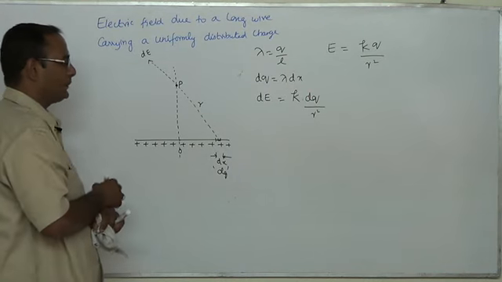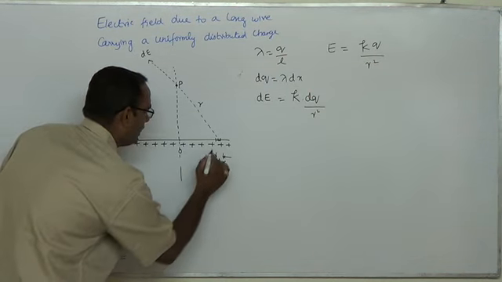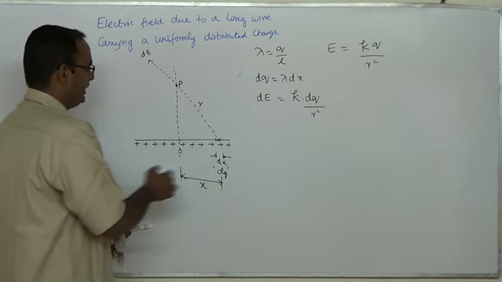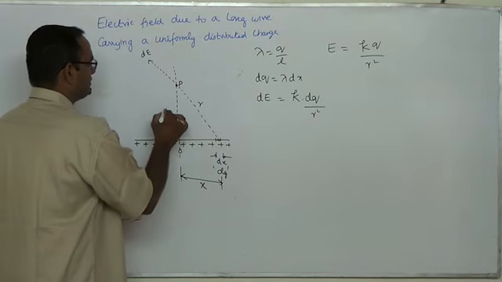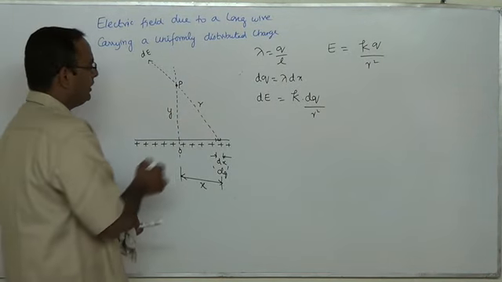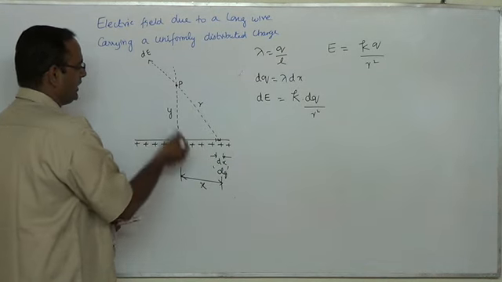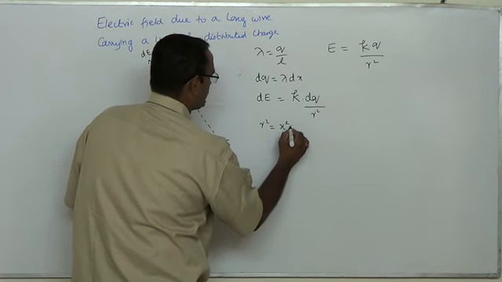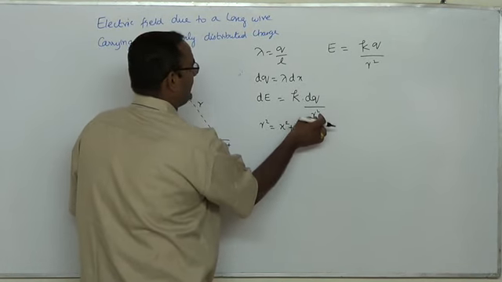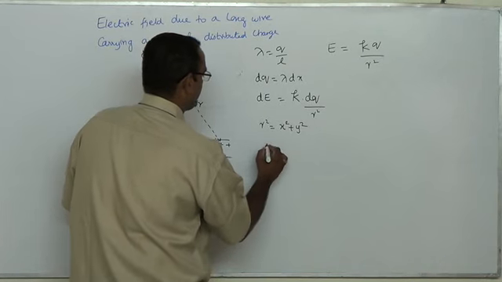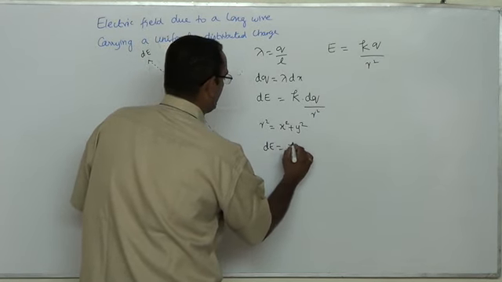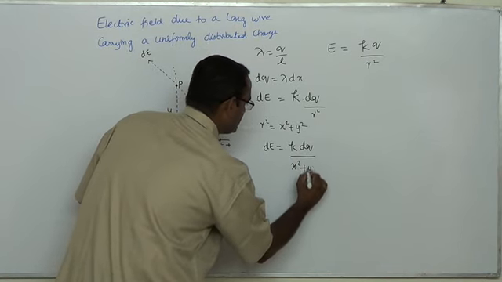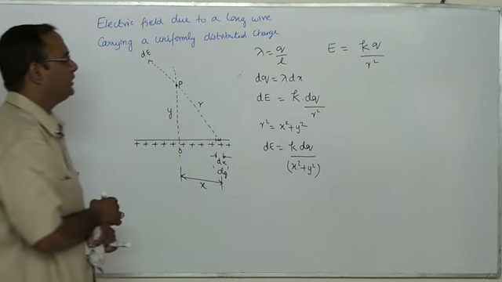Further proceeding, we should assume the distance of the element from the center is x. Let this distance be x and let this distance be y. Therefore we can write the expression r square equal to x square plus y square, from Pythagoras theorem. I can replace this r square by x square plus y square, and therefore dE will be equal to k times dq divided by x square plus y square.